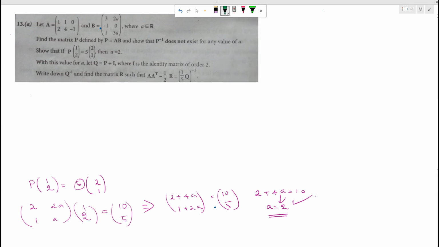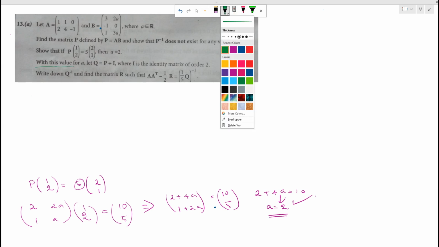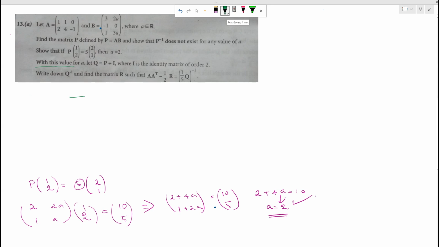Now write down. Okay, so with this value, this is okay here. Let Q is equal to P plus I. Now we have to find out Q first, right? So we have found out P is equal to, I think this one, right? So P is equal to what? P is equal to 2 1 4 2. Yes.